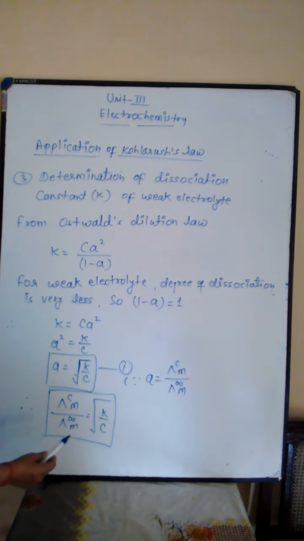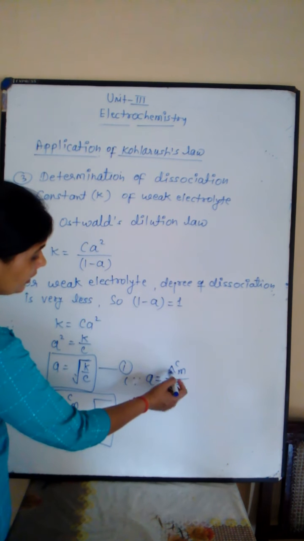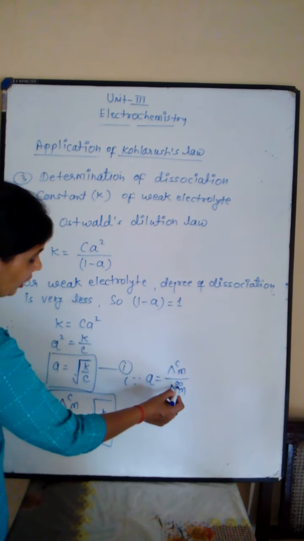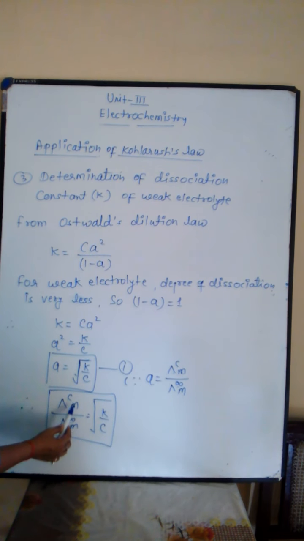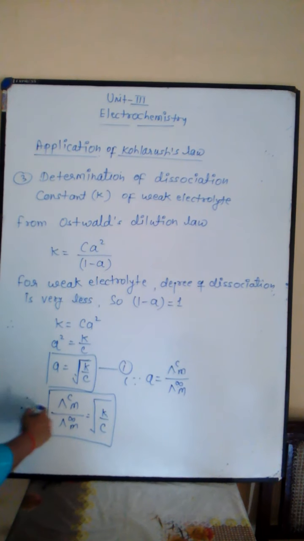In the previous application, we know that degree of dissociation equals the molar conductance at given concentration upon molar conductance at infinite dilution. So the molar conductance at given concentration upon molar conductance at infinite dilution equals under root K by C. By using these equations, we can find out the dissociation constant of weak electrolyte. It is derived from the Ostwald dilution law.